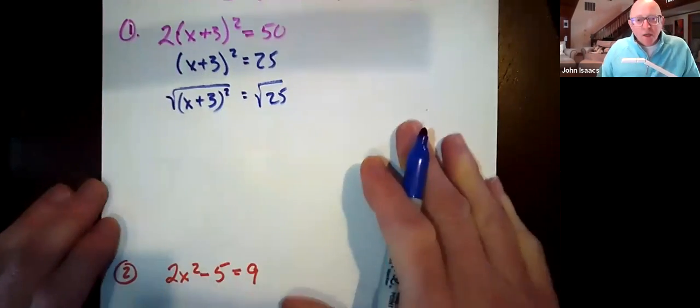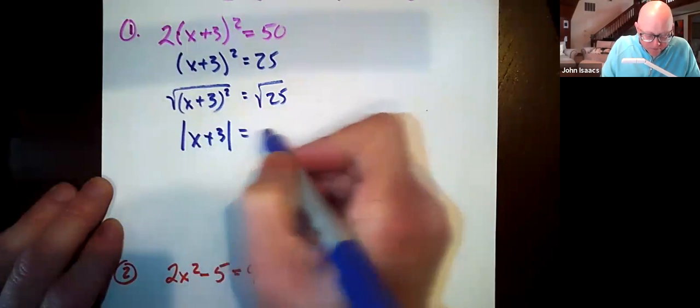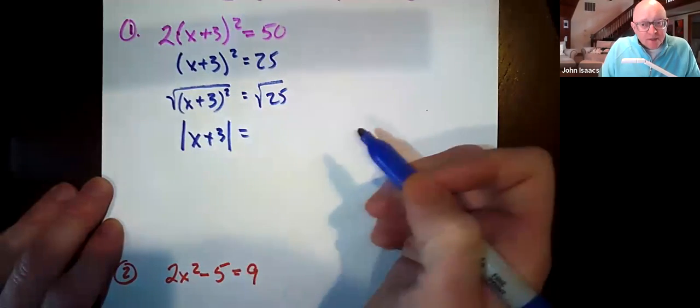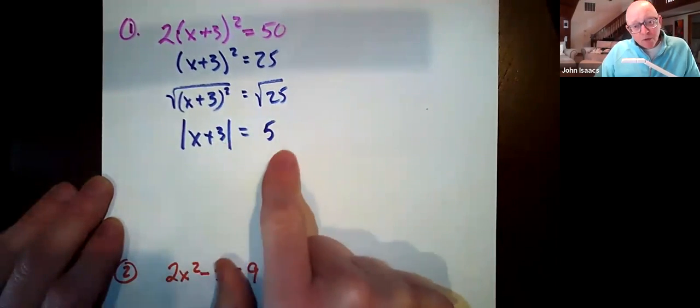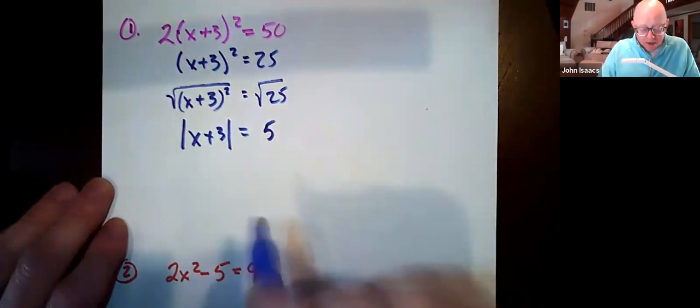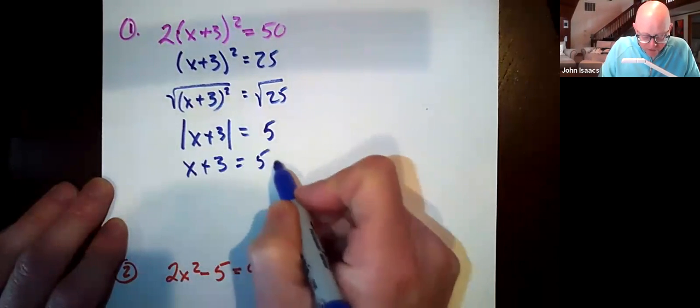So the square root of something squared is actually the absolute value of x plus 3. The square root of 25 is not plus or minus 5. It is 5. All right. The plus or minus that we would normally put over here comes from this absolute value, the fact that x plus 3 is equal to 5 or negative 5.